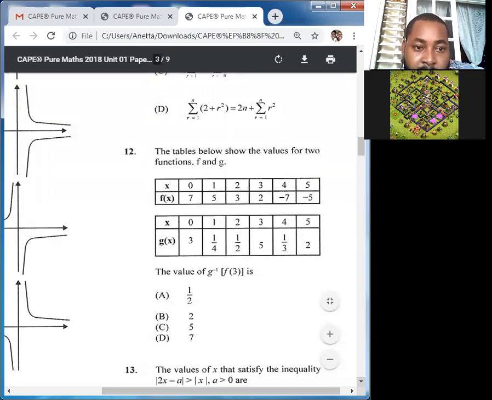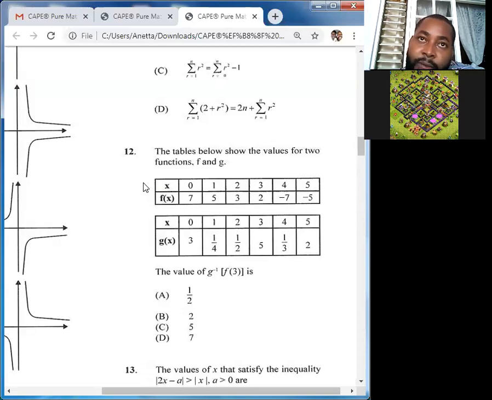The table below shows the values for functions f and g. I think Andrew, you probably should remember this one. What is the value of g inverse of f of 3? If the function takes input values, which are always x, to the output value y, the inverse function just reverses that process. So it takes it from the output back to the input.